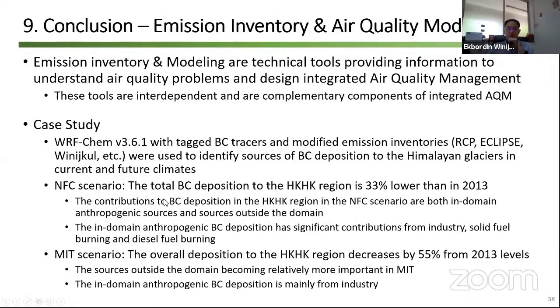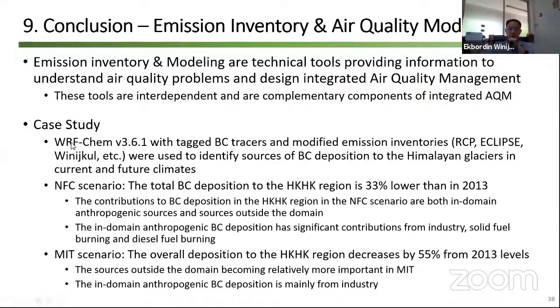So in conclusion, in this presentation, I would like to introduce the emission inventory and also the air quality modeling, which are the technical tools that we use to control or manage air quality. And another tool that we use as a subset in this presentation is also the monitoring, which we use to compare the output from the model to the monitoring data. And then I used a case study to explain how we can use different tools like emission inventory, modeling, and also monitoring to manage air quality.